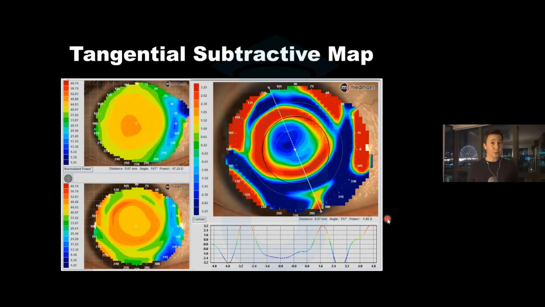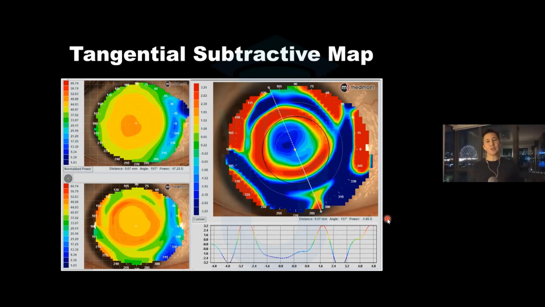We switch over to the tangential map. We always use those two maps in combination with each other. Sometimes one map is a little bit hard to interpret, especially after one night in wear. After more days, it generally becomes clearer, but at that one-day visit, you might be confused by one map, and so it's nice to have both guiding your decision-making.